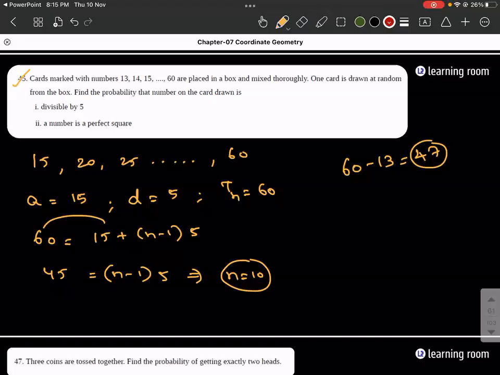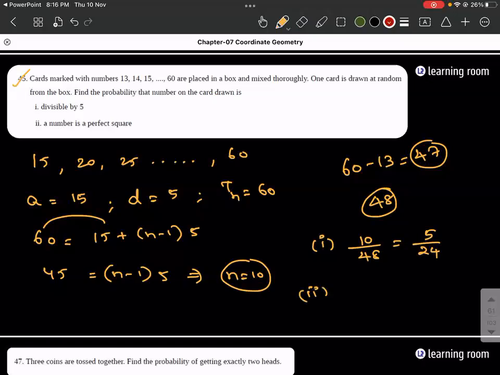It is 48. Be careful, okay? It is 48. So total number of cards are 48. So answer for the first one is divisible by 5, 10 out of 48, which is going to be 5 by 12. Which is 5 by 24.